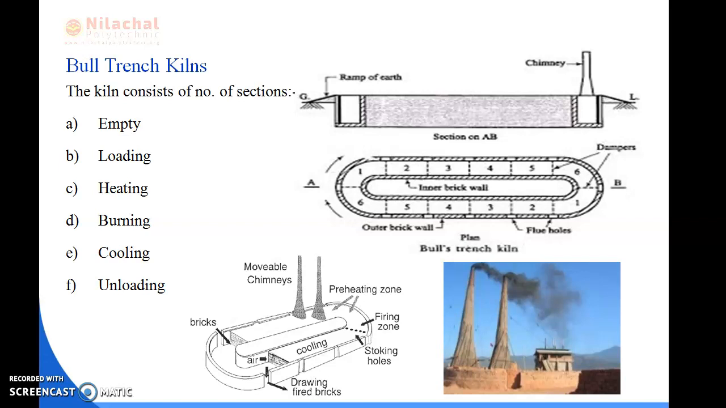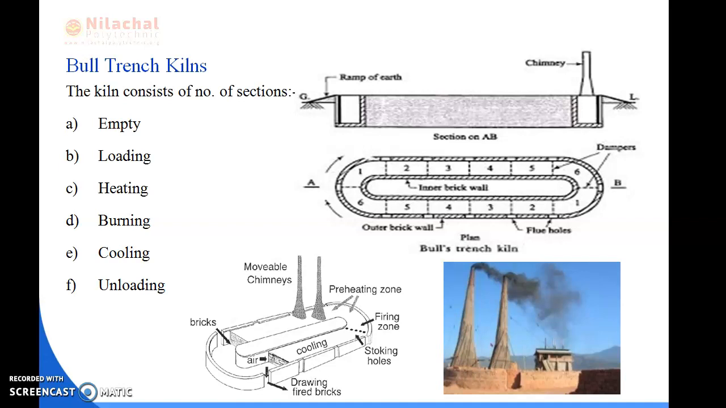Next, the trench is divided into 12 chambers. You can see 6 here in the diagram, that is, 12 chambers. The trench is divided into 12 chambers so that two cycles of burning can take place at the same time for large production of bricks.